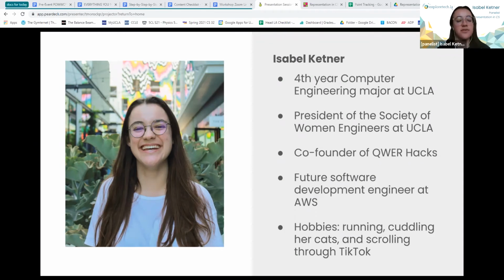So Wendy gave a lovely definition for a hackathon. And so Queer Hacks was a hackathon focused on supporting and bringing visibility to the LGBTQIA community at UCLA and beyond. After graduation, I'll be a software engineer at AWS. If you don't know what AWS is, it's like a subsidiary of Amazon. So that's cool. And then in my free time, I love to run and cuddle my cats and watch way too many TikToks. So yeah.